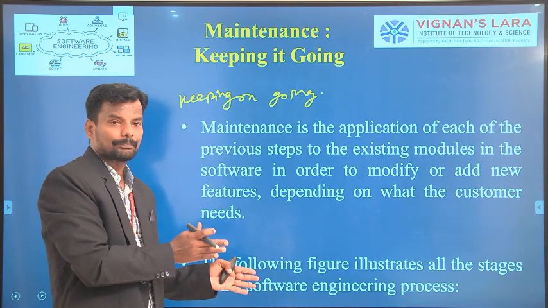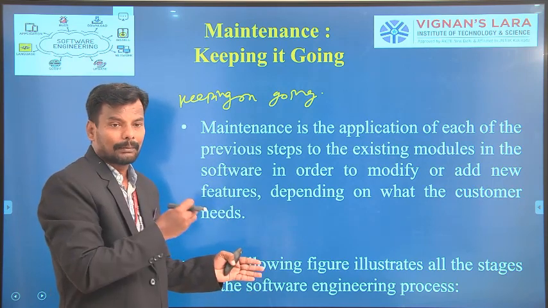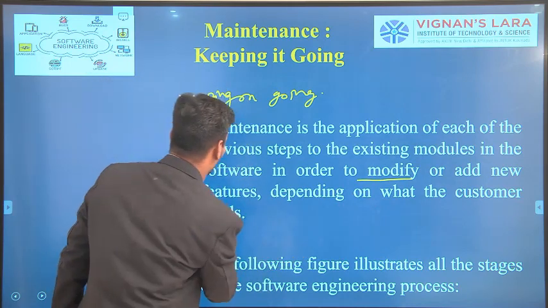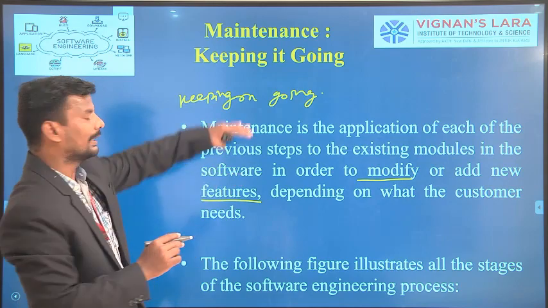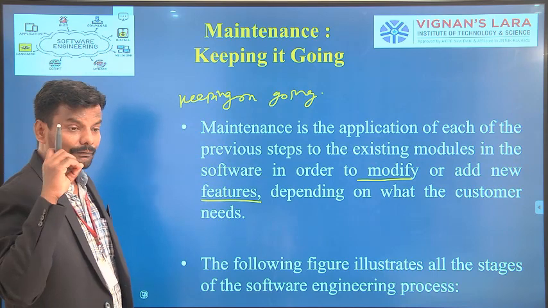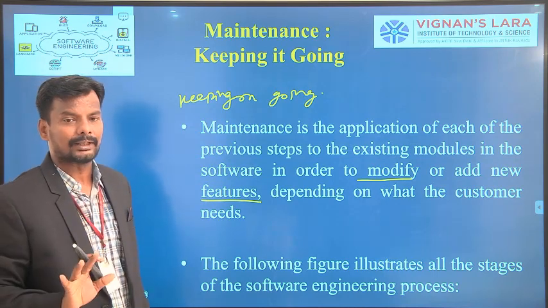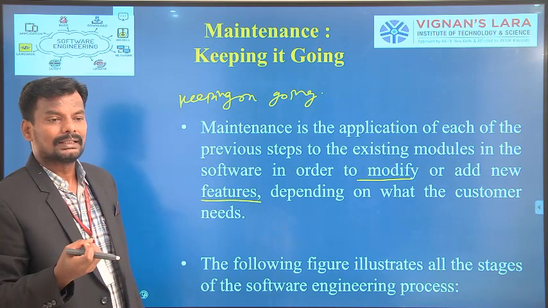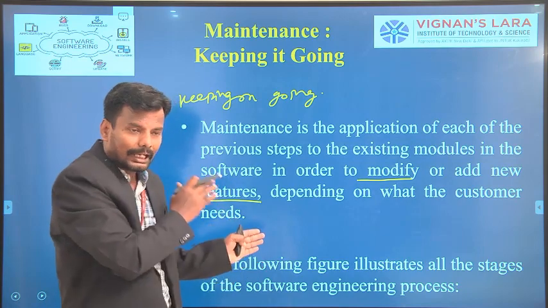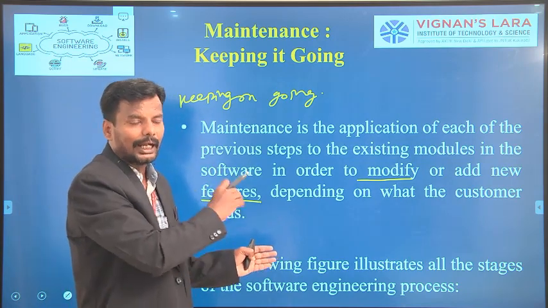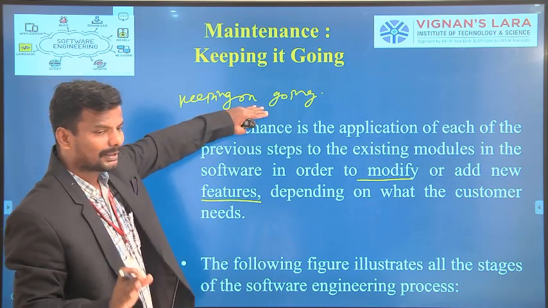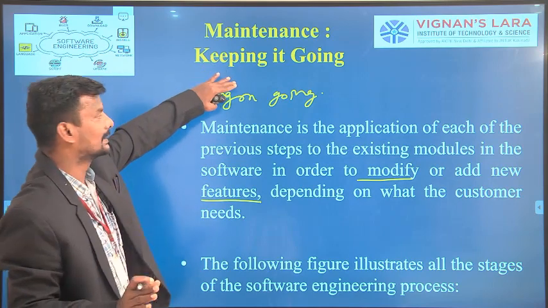During the maintaining process, if we want to do any modification or add any features, everything should be done in the maintenance phase only. So suppose after releasing the software, the customer needs some requirements. Suppose those requirements are not available in that software, then during that time we have to do those things. After that, we have to release the software. That is the reason that any software implemented should be maintained. This is the maintenance phase.